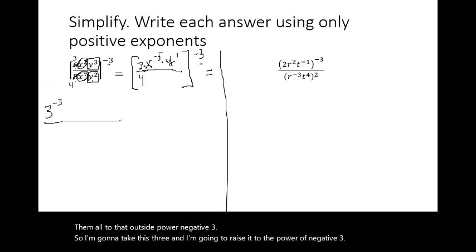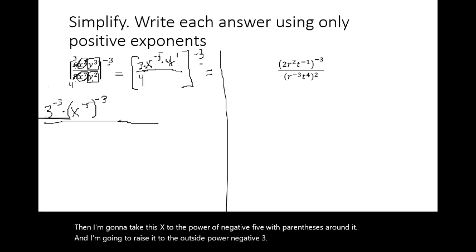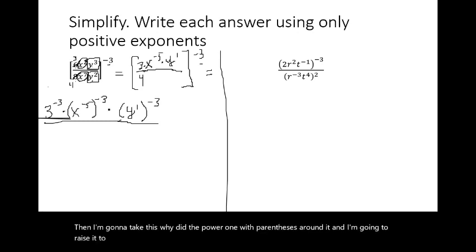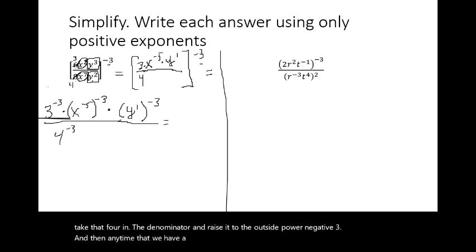Then I'm going to take this x to the power of -5 with parentheses around it, and I'm going to raise it to the outside power -3. Then I'm going to take this y to the power 1 with parentheses around it, and I'm going to raise it to the outside power -3. Then don't forget there was a denominator. I'm going to take that 4 in the denominator and raise it to the outside power -3. And then anytime that we have a power raised to another power, we're going to simplify by multiplying the powers.